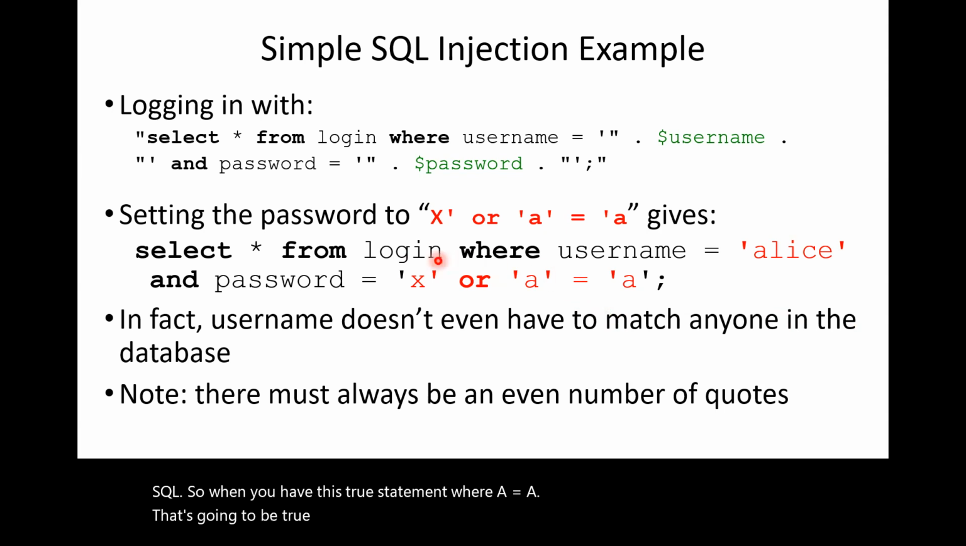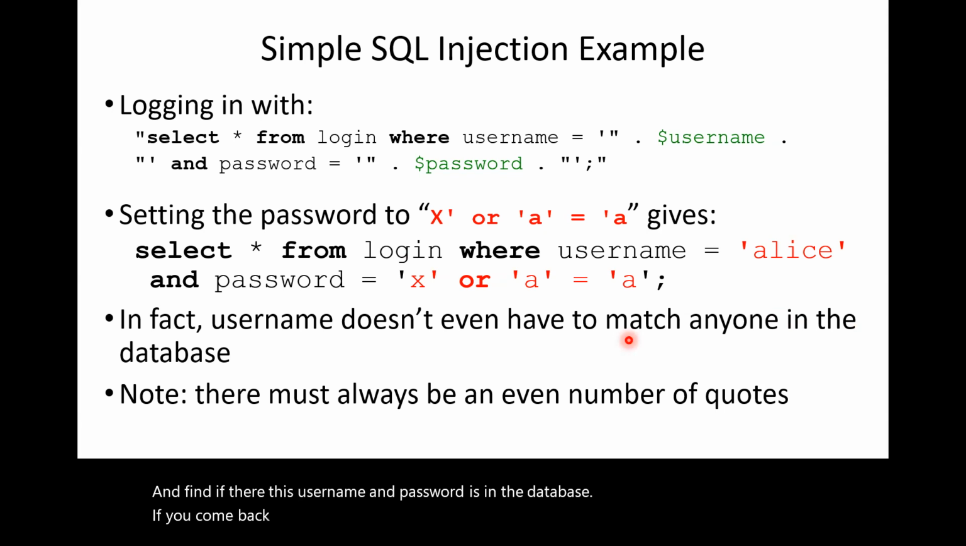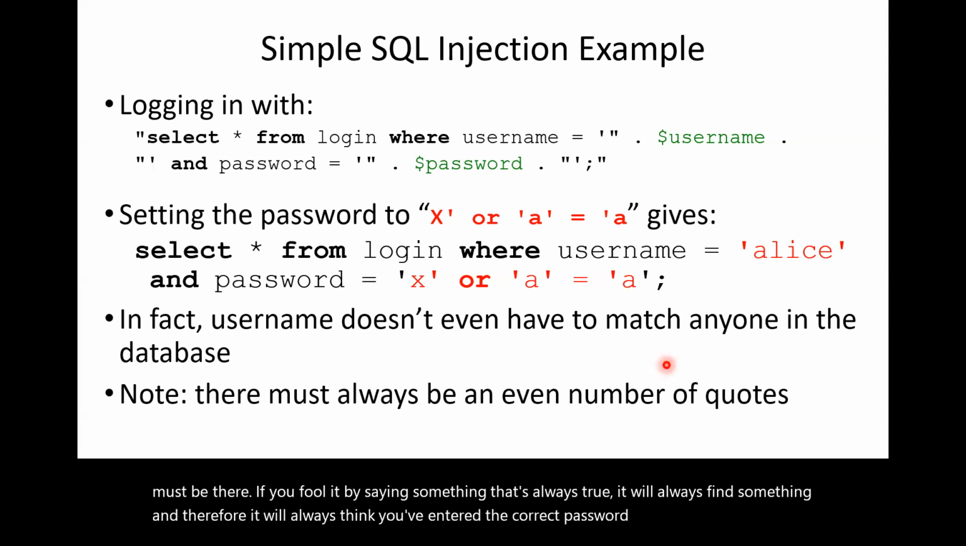And the whole thing is we're trying to make this statement find something. We're trying to go out and find if this username and password is in the database. If we come back because we found something, because the SQL statement matched something, oh, it must be there. If you fool it by saying something that's always true, it will always find something, and therefore it'll always think you've entered the correct password, and it will log you in. That, of course, is not what you want.